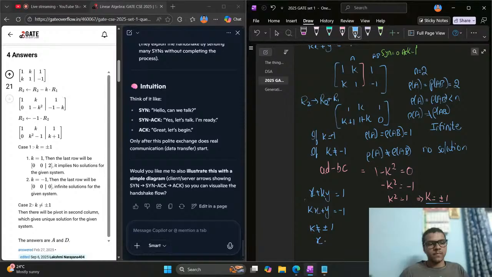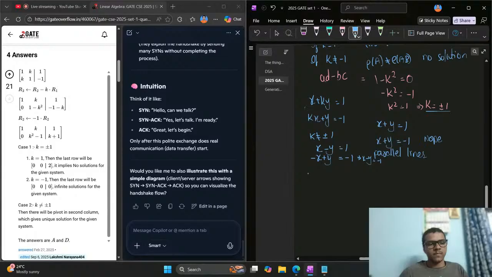And in this case, x minus y is equal to 1 and minus x plus y is equal to minus 1, so it will be again x minus y is equal to 1. So they are coincident lines. That makes sense. So for k equal to 1, no solution. K equal to minus 1, infinite solutions. K not equal to plus or minus 1, unique solution. That checks out.